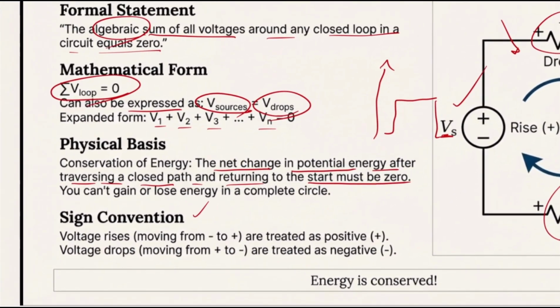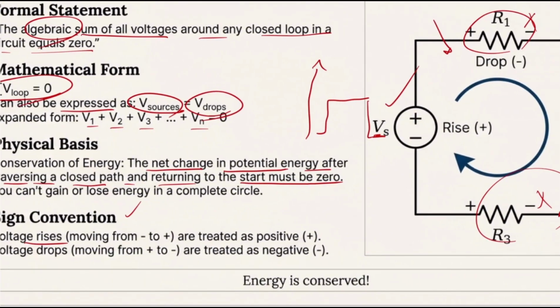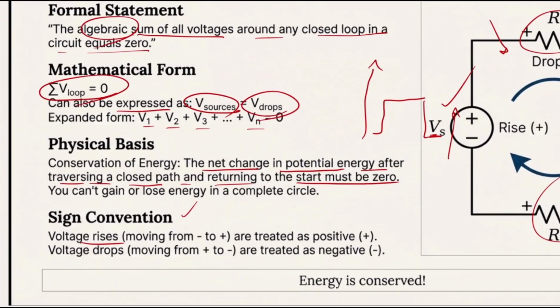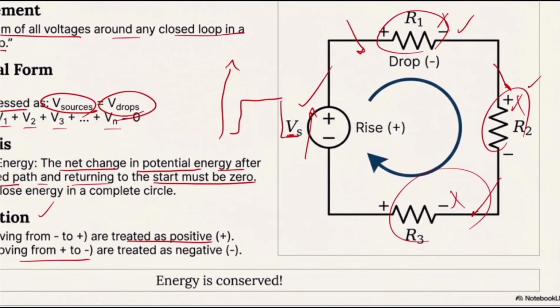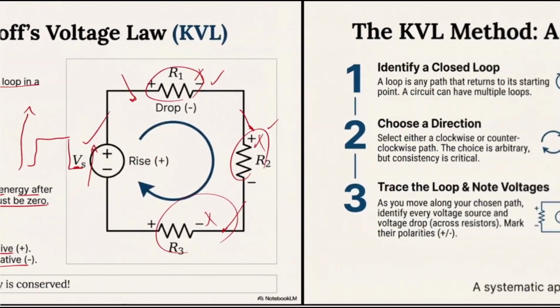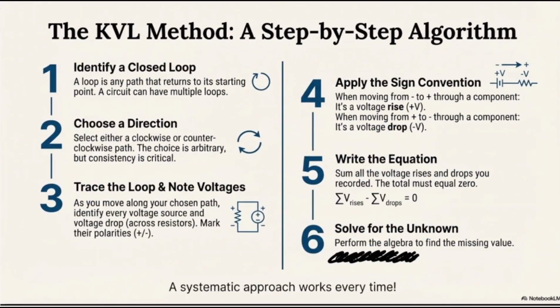What about the sign convention? This is some kind of agreement that we have. It says that any place where you have a voltage rise, it means that you're moving from negative to positive. It's most commonly related to the source itself, and you're going to treat that as a positive voltage. Whenever you have a voltage drop, moving from positive to negative, which is related to resistances, you're going to treat it as negative. So here are the 6 steps that we can use in order to make sure that the KVL you're using is going to be okay.